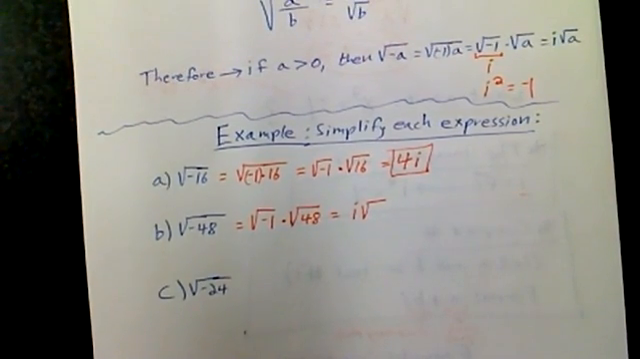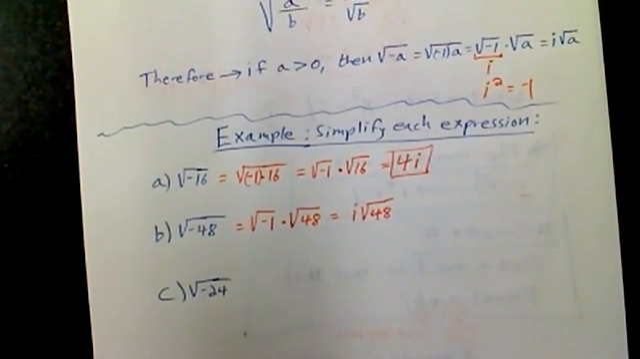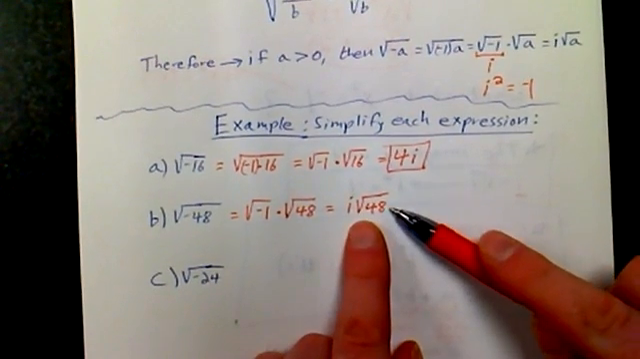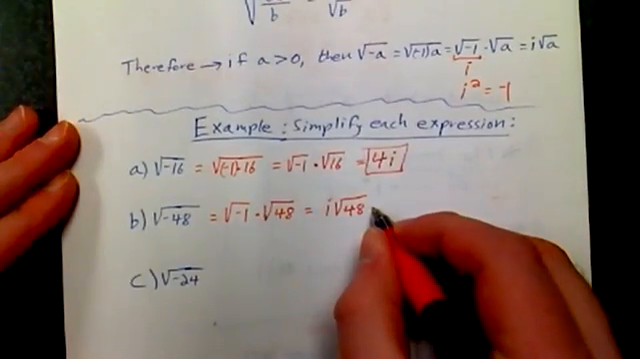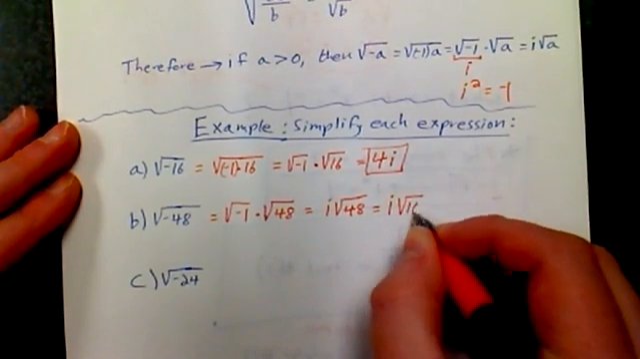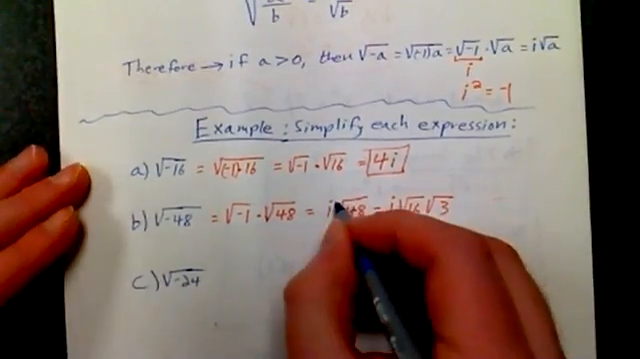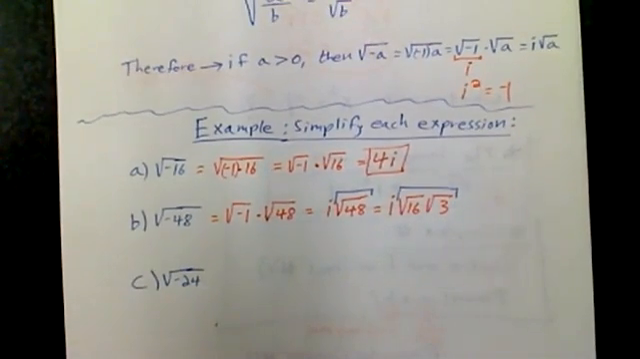But the square root of 48, let's think about this for a sec. Can we break that down more? Can we simplify that more? What does it mean to simplify that? Well, if you remember, with a square root, we want to try to pull out perfect squares. So hopefully this looks familiar to you. We could say this is i times the square root of 16 times the square root of 3. So I'm just saying that the square root of 48 is the same thing as the square root of 16 times 3. Okay?